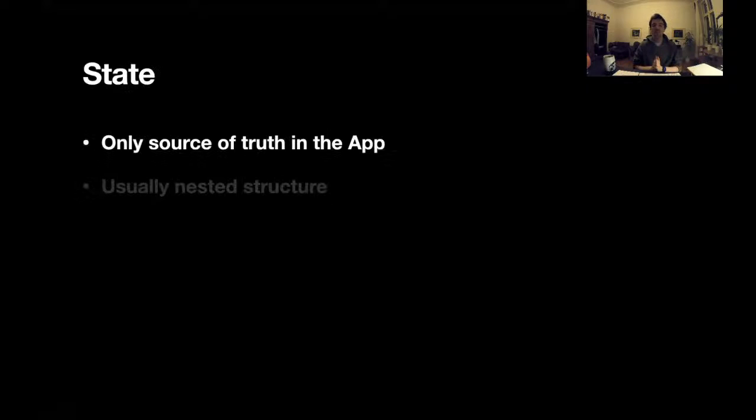And this is the only source of truth in the app. So you can have only one state in the app. And that means that everything is kind of synchronized. Every view will get exactly the same state. So it's an important part of this architecture that you have the data synchronized across every part of the app. And because we have only one state, it usually has a nested structure.